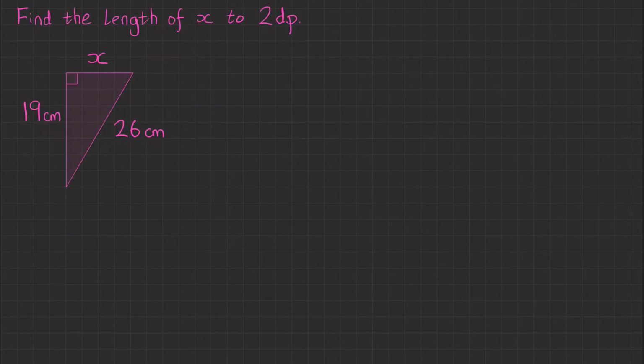Very similar question. We want to find the length of x to 2 decimal places. So we'll write out Pythagoras' theorem first. So we've got a squared plus b squared equals c squared. Label our right angle triangle. So we've got the hypotenuse, which is always c, and I'll call side 19 a and side x b this time. Substitute in our values, so we'll have 19 squared plus x squared equals 26 squared.